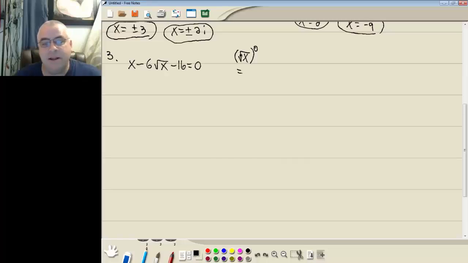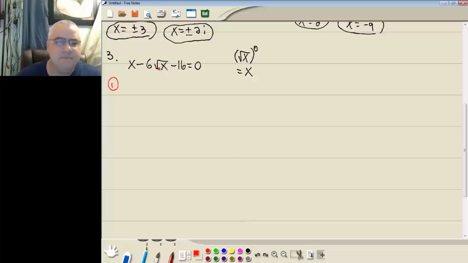Well, remember when your index matches a power, in this case there is no number in this slot right here, so it's by default 2. The index of a square root is 2. If the index matches the power, they cancel each other, so that would give us x. So again, if you can take your middle part here, square it, and it gives you this first part, that's when you can use a U substitution.